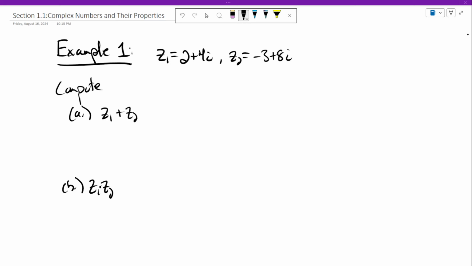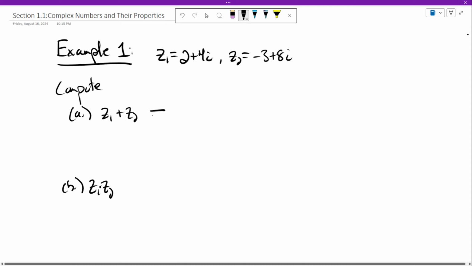In this first example, we're going to do some complex addition and complex multiplication. Here we have two complex numbers, z1, which is 2 plus 4i, and z2, which is negative 3 plus 8i. We'll start with addition. To add two complex numbers, you essentially just combine like terms.